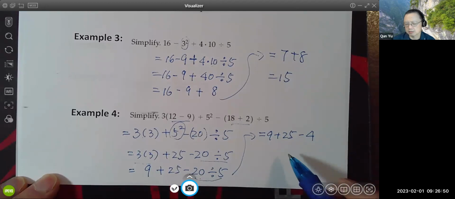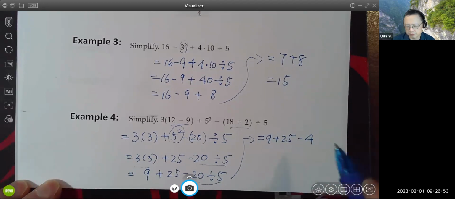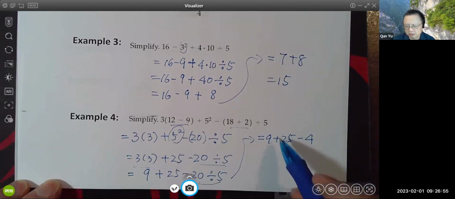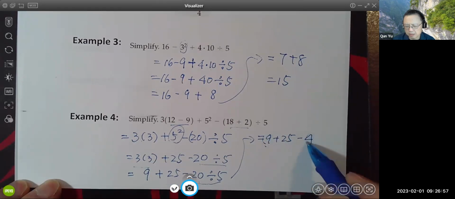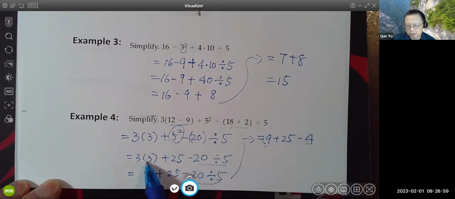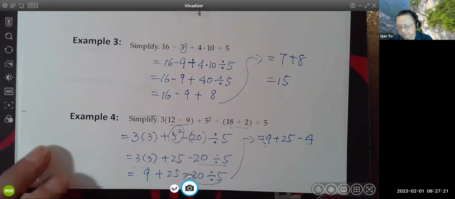Now let's pause a moment here. Look at this. This is 9. This is the 4, right? If we go from here by doing both multiplication and division at the same time, we will get the same thing. Multiplication gives you 9, division gives you 4, then you copy the rest, plus 25 and minus in between. Because both operations have higher priority than plus and minus, you can do these two at the same time.